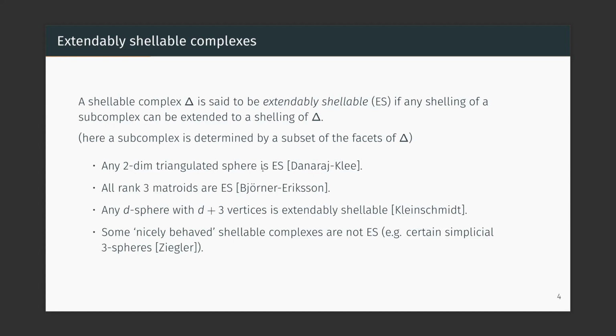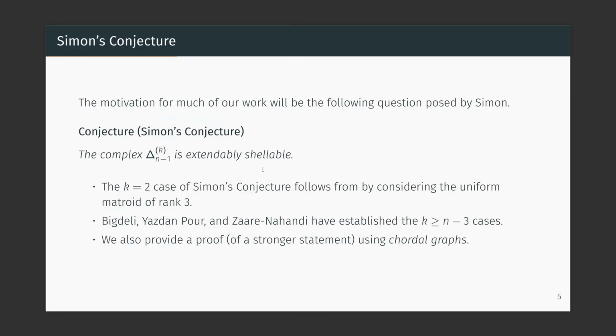On the other hand, there are some nice complexes that are shellable but not extendably shellable. Sieklucki has shown that there are some simplicial 3-spheres with this property. So it's a mysterious class of complexes, I would say. And in particular, there's this conjecture by Simon that says that the k skeleton of a simplex is extendably shellable. So this is our notation of the k skeleton of a simplex on 1 through n, right?